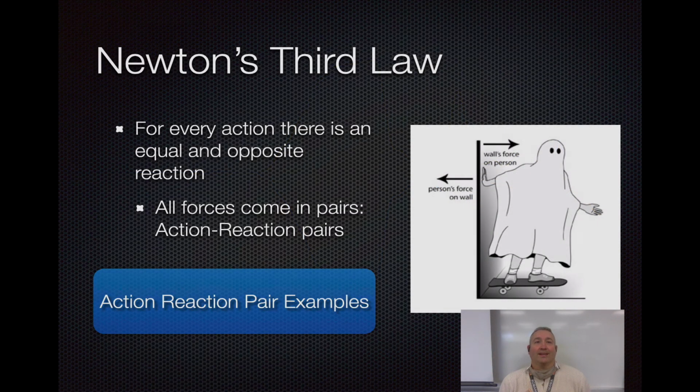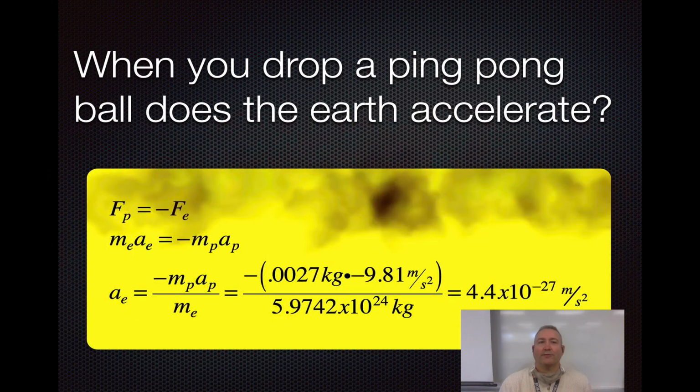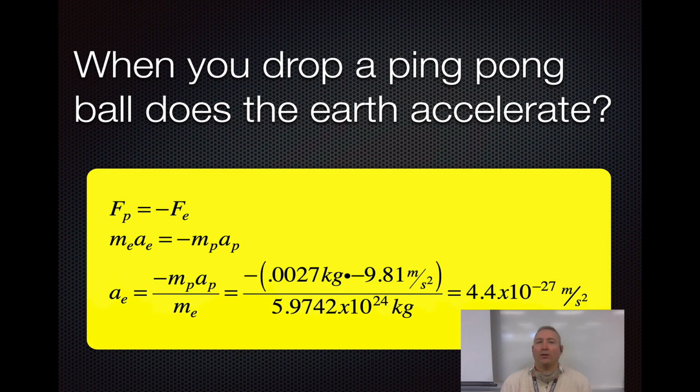So if we look at this, how much would a ping pong ball cause the earth to accelerate? All right, if you drop a ping pong ball, the ball accelerates towards the earth, and we know that it accelerates at 9.81 meters per second per second. The earth happens to accelerate upward towards the ping pong ball as well. Here's how we solve that. We take the force of the ping pong ball is equal and opposite the force of the earth. The mass of the ping pong ball times its acceleration, because F equals ma, is equal to the mass of the earth times its acceleration.